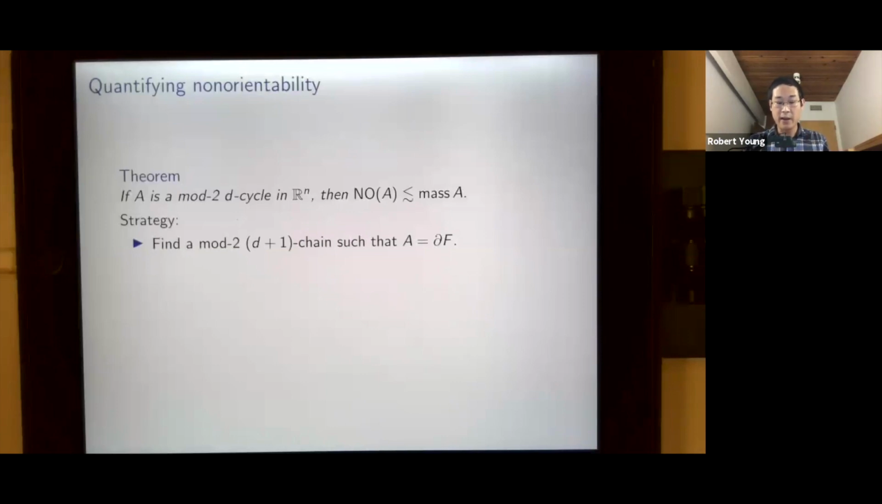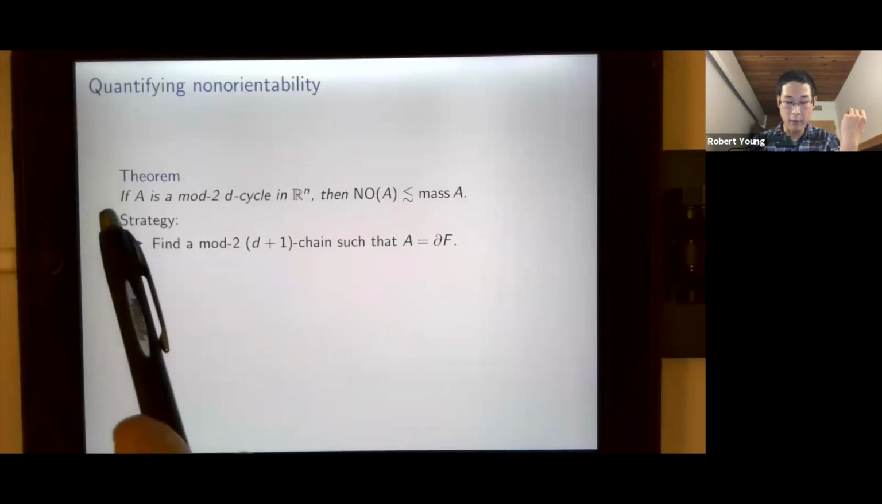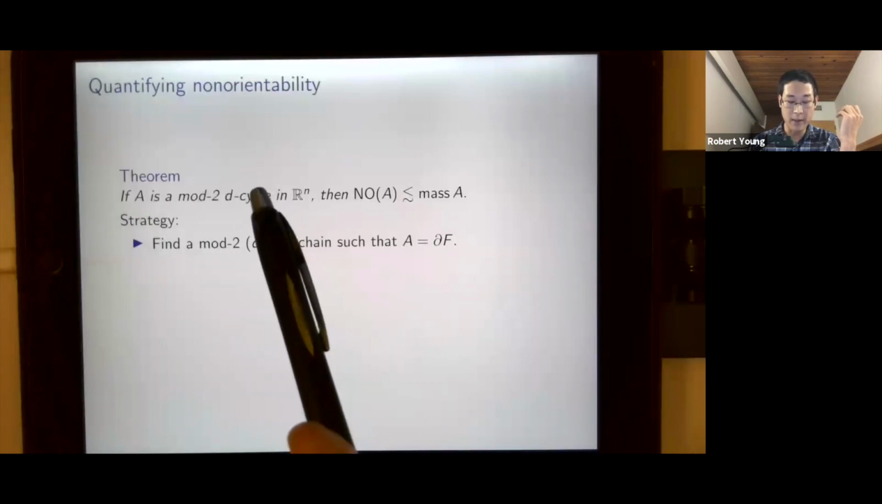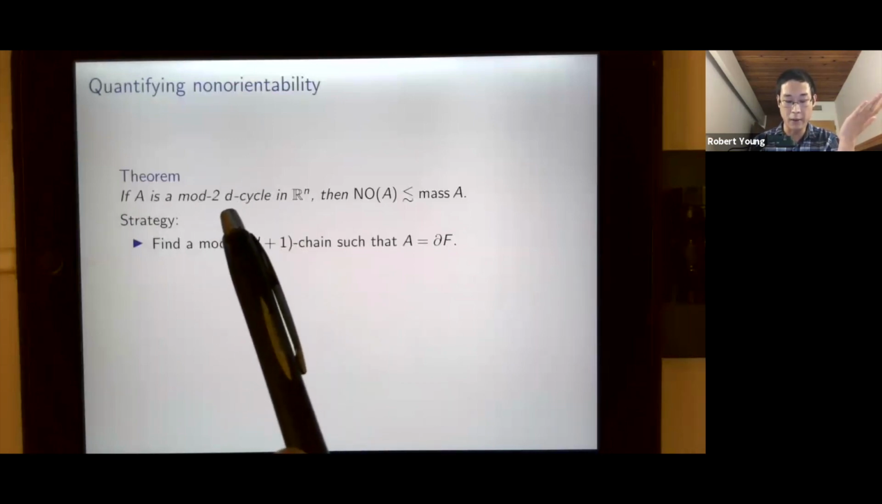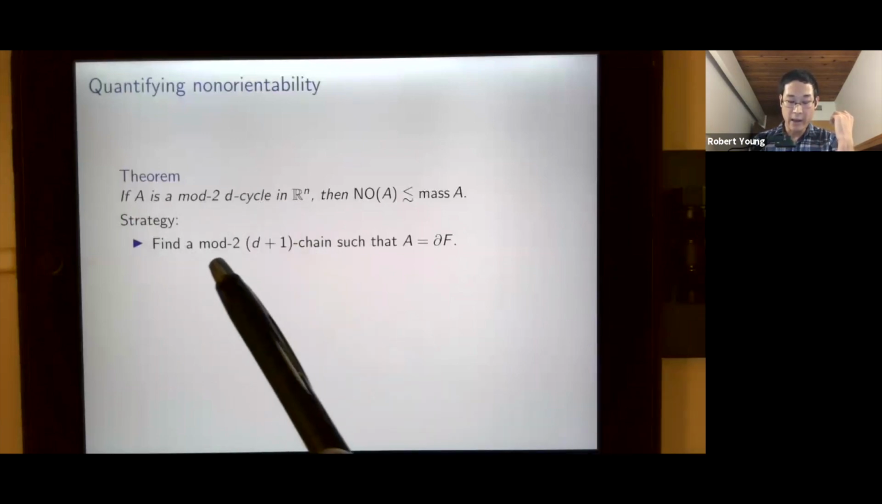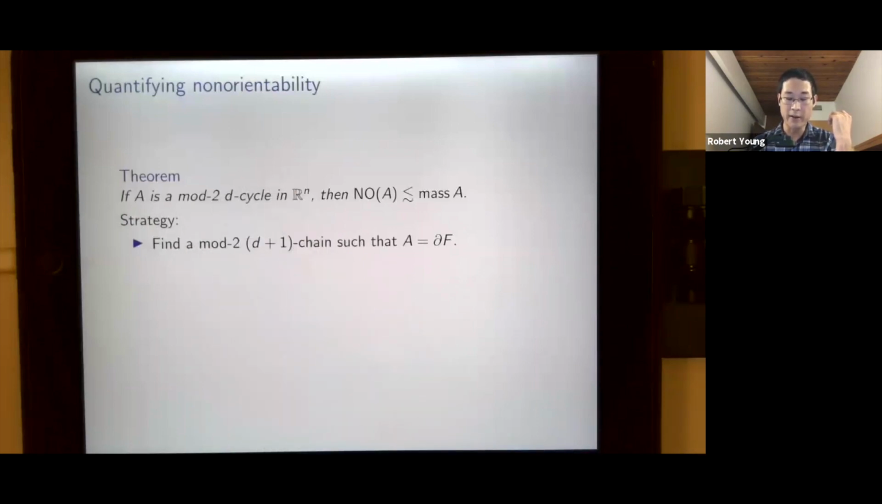How can we do this in general? Well, in general, if I have a mod 2 d cycle in Rn, then I can find a mod 2 d+1 chain whose boundary is that cycle. I should have said I'm going to take a cellular cycle here. I want to avoid local issues. So from here on out, all my cycles are going to be cellular cycles, which is to say that they are sums of faces in the unit grid in Rn. If I have a cellular d cycle, I can fill it with a cellular d+1 chain.